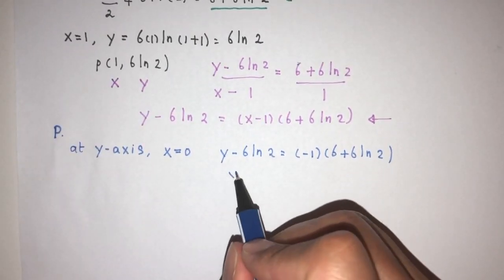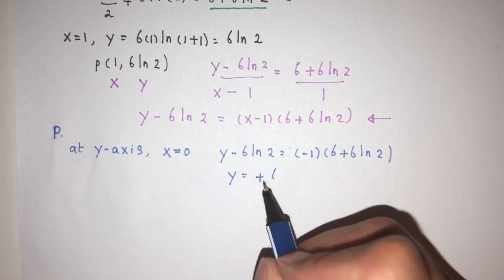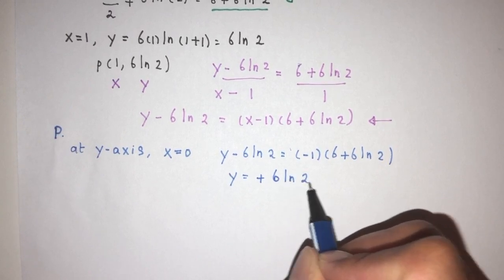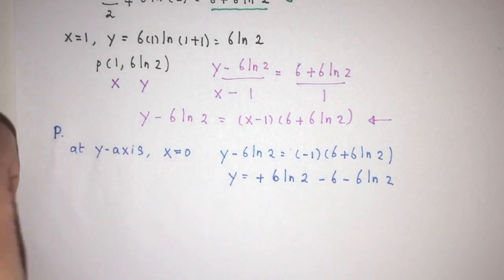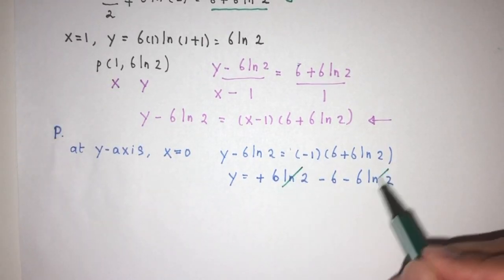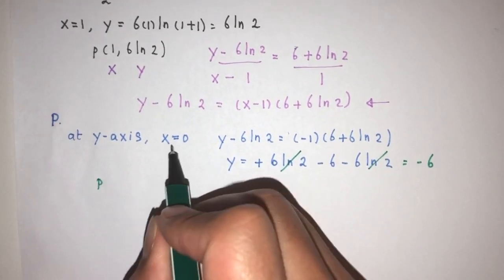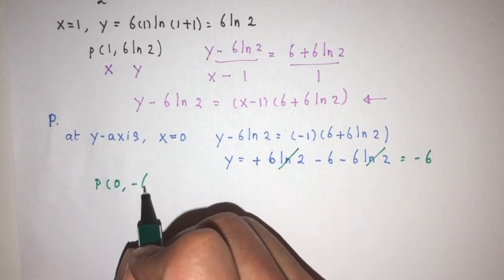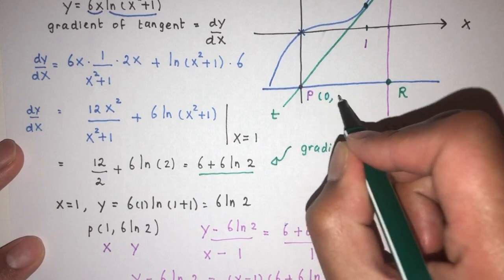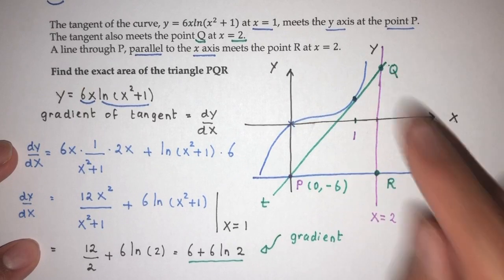Simplify, that'll be y equals, that will become a plus, so we send this over here, plus 6 ln 2 minus 6 minus 6 ln 2. Now simplify, these two will cancel out, so you will have minus 6 remaining. So the point P finally will be, the x value will be 0 and the y value will be minus 6. This is my point P, which is (0, -6). Right.